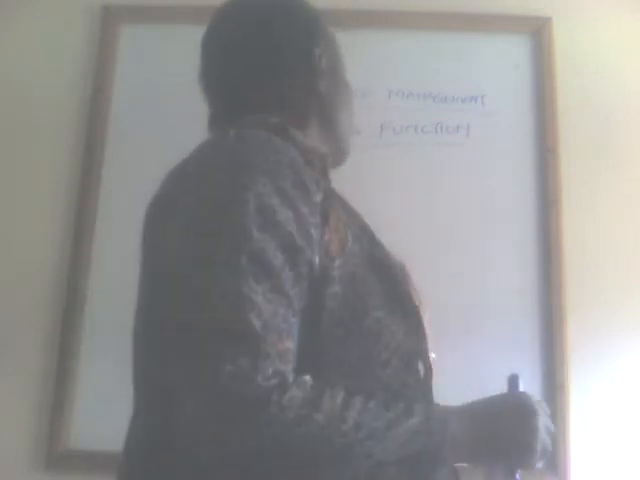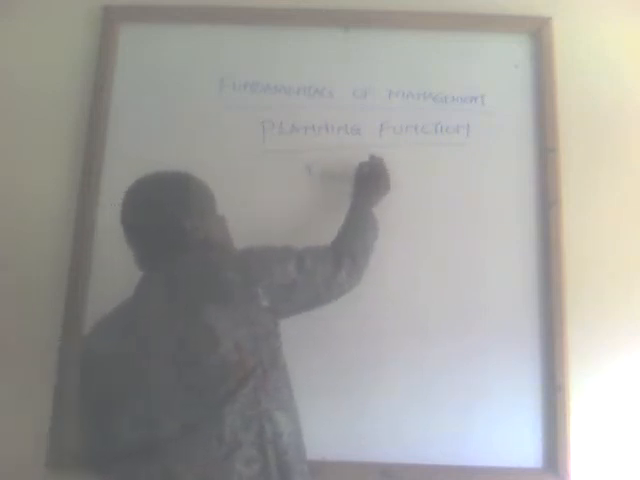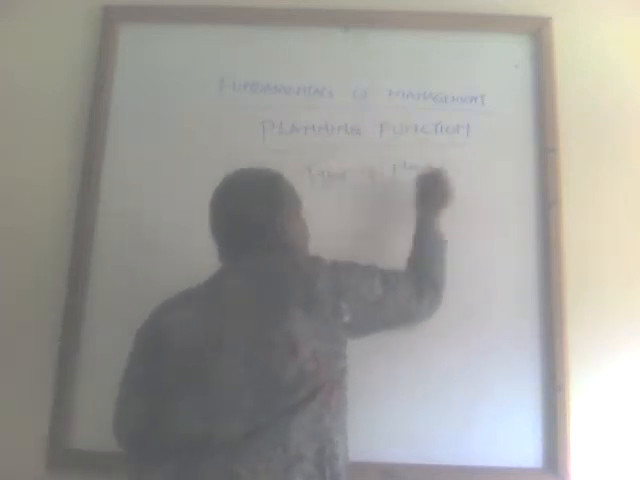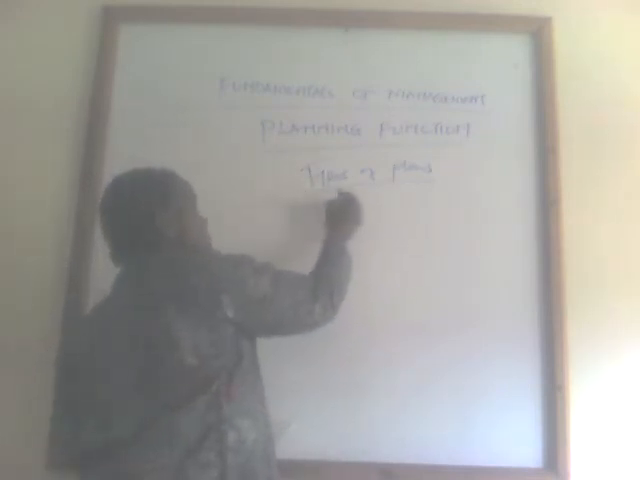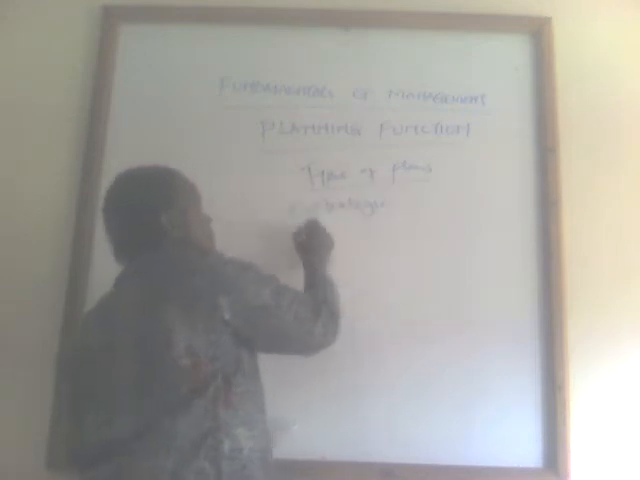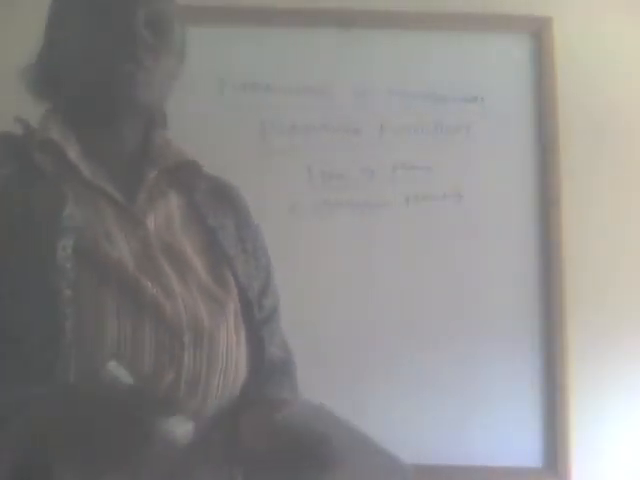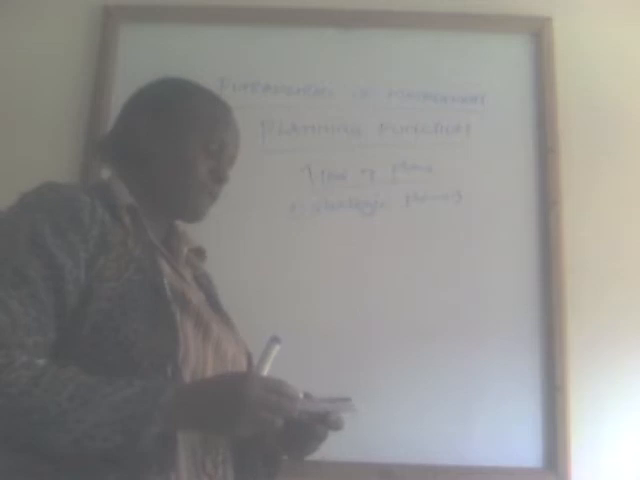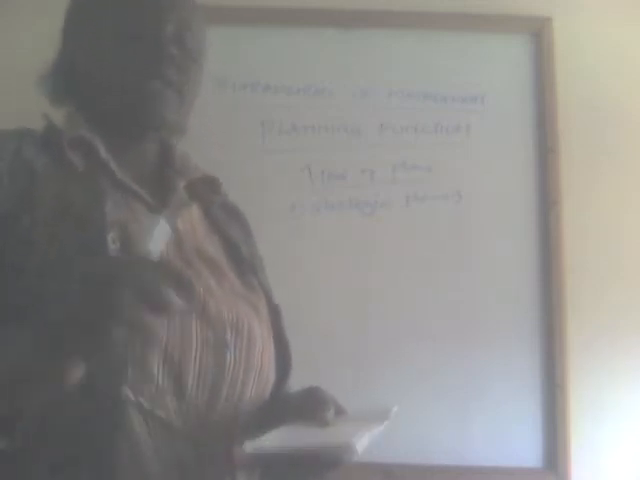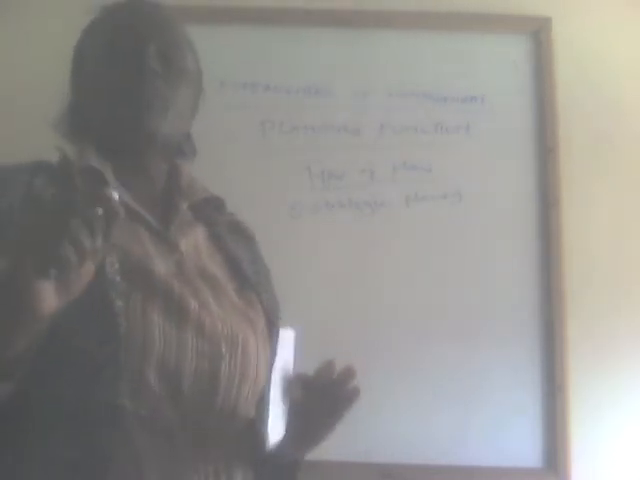Okay, now we can look at the types of plans. We have three types of plans. We have strategic plans. Strategic plans are those plans which are developed by top managers. They are the plans which are developed by the top managers to guide the general direction of the firm. They are developed by the top management.